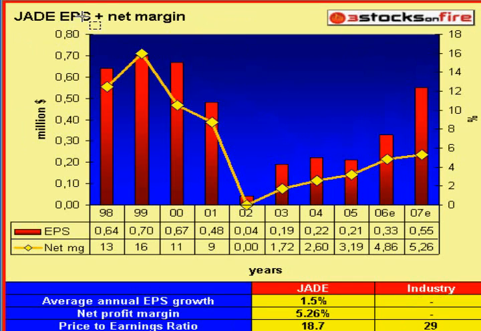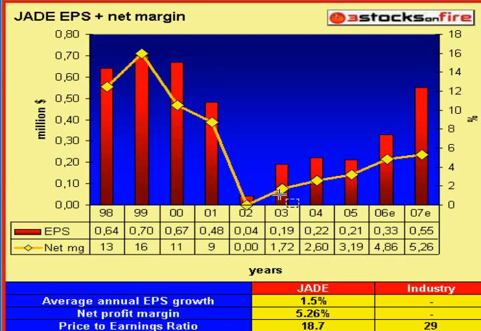As for earnings per share and net margin, we can see also that the company sold much less in 98, 99 and 2000, but net profit margin was quite high, between 10 and 16%. So earnings per share then were 64 cents in 98, 70 cents in 99, 67 cents in 2000. And now we're expecting 55 cents for 07, which is nice growth from 06 and 05, but less than when the company started.